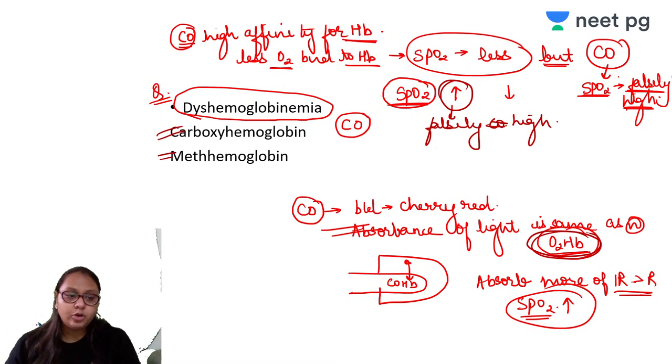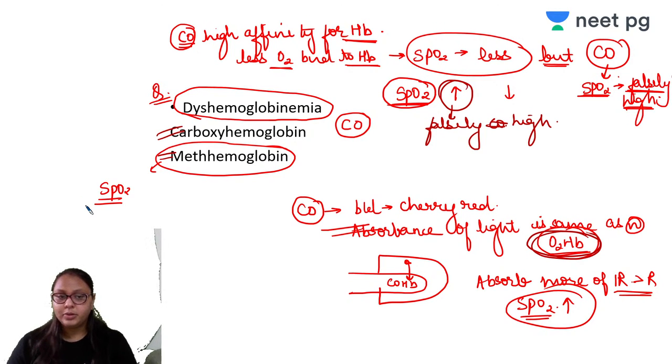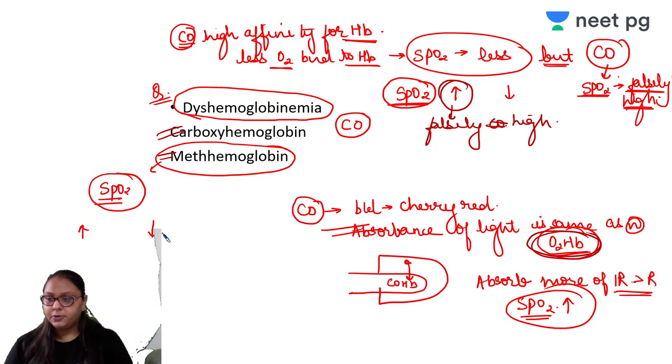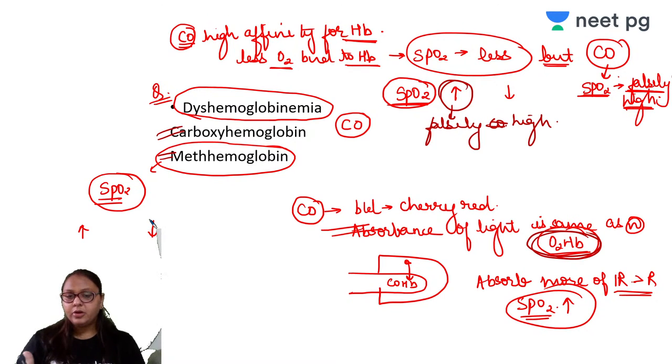Now what about methemoglobinemia? Can you tell me, in methemoglobinemia, what happens to the SpO2 value? These two are very frequent questions which are asked. That's why I'm discussing in detail what happens in methemoglobinemia. What happens to the SpO2 value? Is it high or is it low? Guys, please answer. I'm waiting for your answer. In carboxyhemoglobin it is falsely high. What happens in methemoglobin?